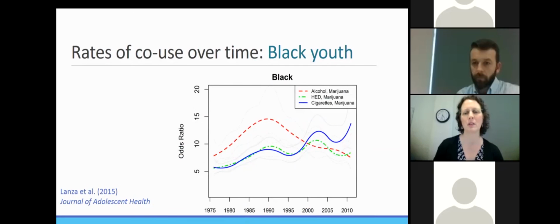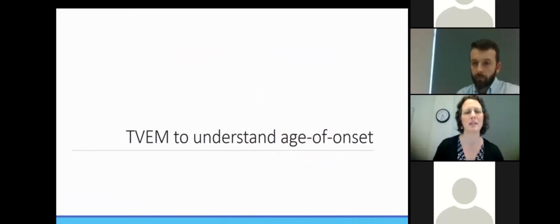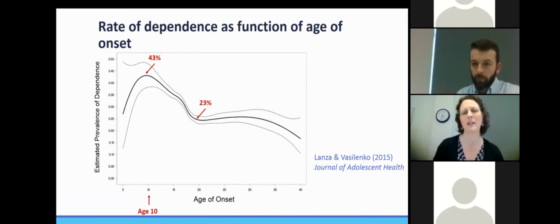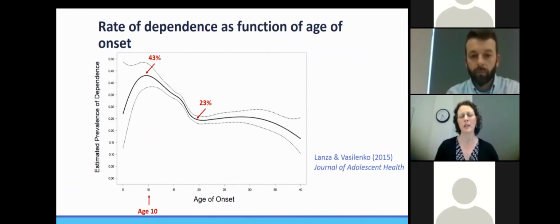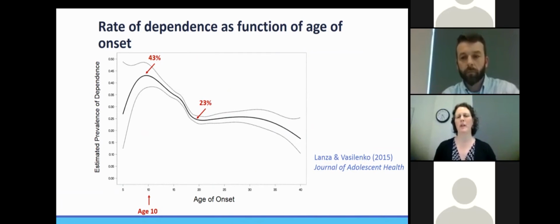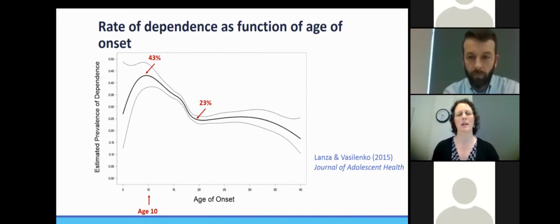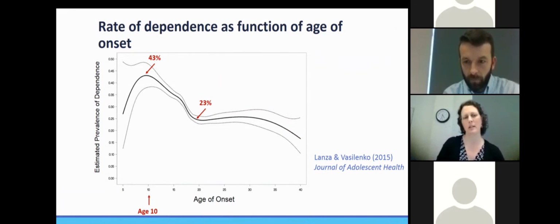Okay, it's historical examples, and age of onset. So this is just a slide showing really briefly how we use TVEM to link the age of onset to an outcome. Instead of saying, if you start smoking regularly prior to age 14, you're at risk, and if you didn't, you aren't at risk, we thought about the age of onset in a more nuanced way in the population.